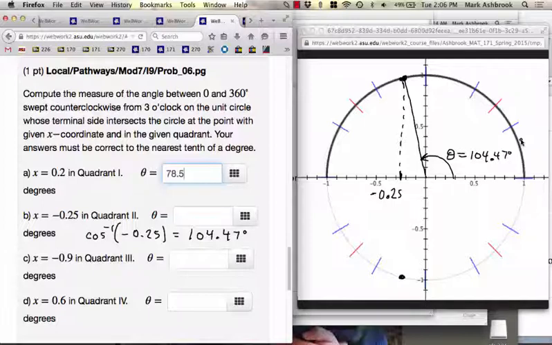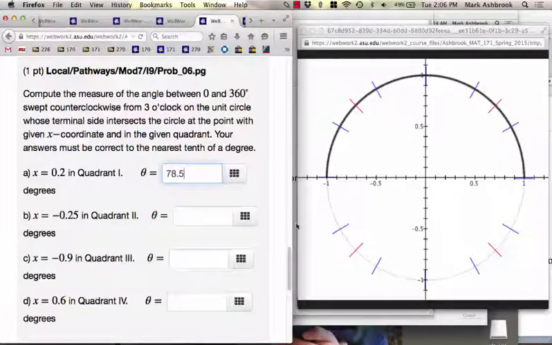Quadrant 2. So, is that the angle we want? Yes, because the output gives us an angle between 0 and 180, and we're in quadrant 2, between 0 and 180. Okay, good. Next one, negative 0.9 in quadrant 3.